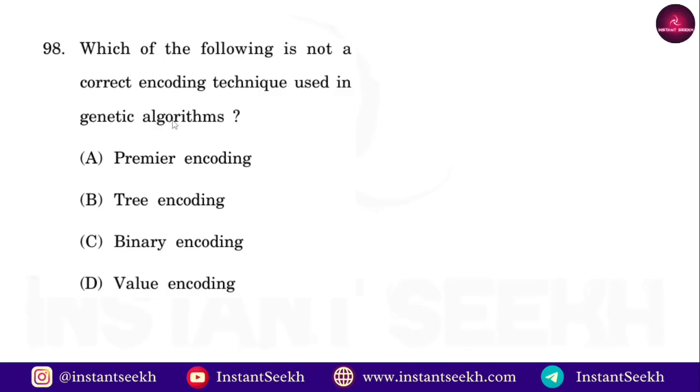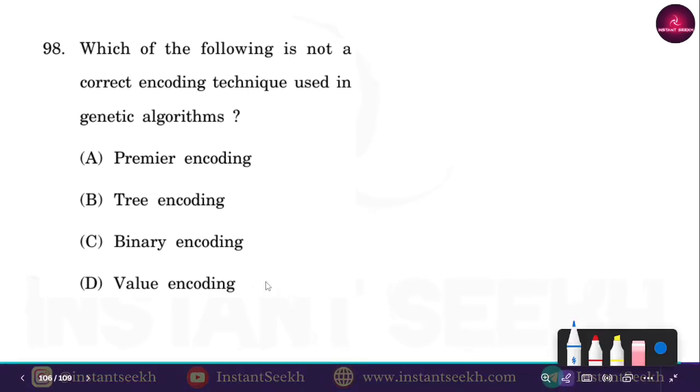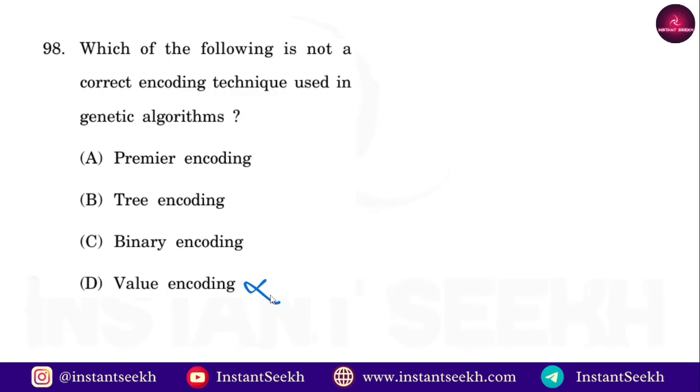Which of the following is not a correct encoding technique used in genetic algorithms? We need to identify which one of the following is not a correct encoding method used in genetic algorithms. Options, let's see. Value encoding: value encoding is used when real numbers are needed. So option D is wrong.